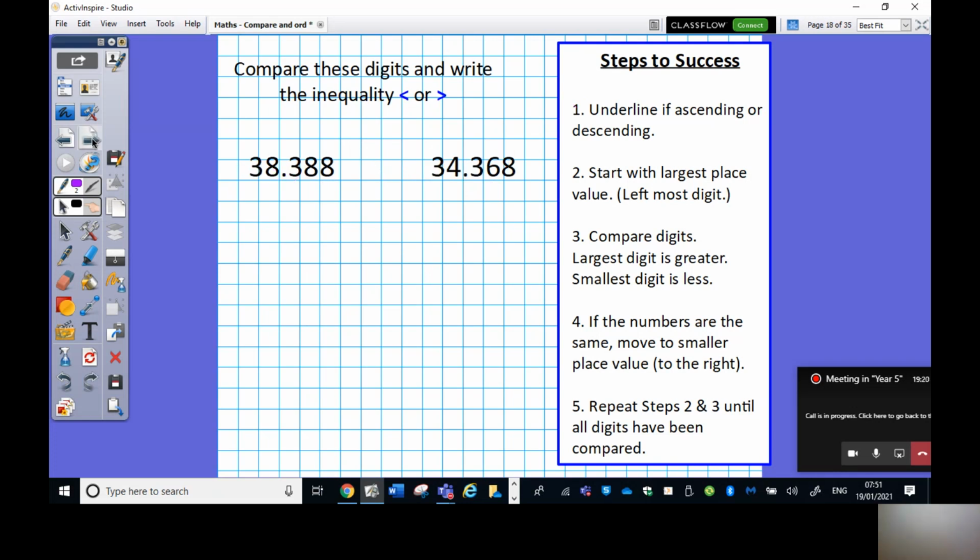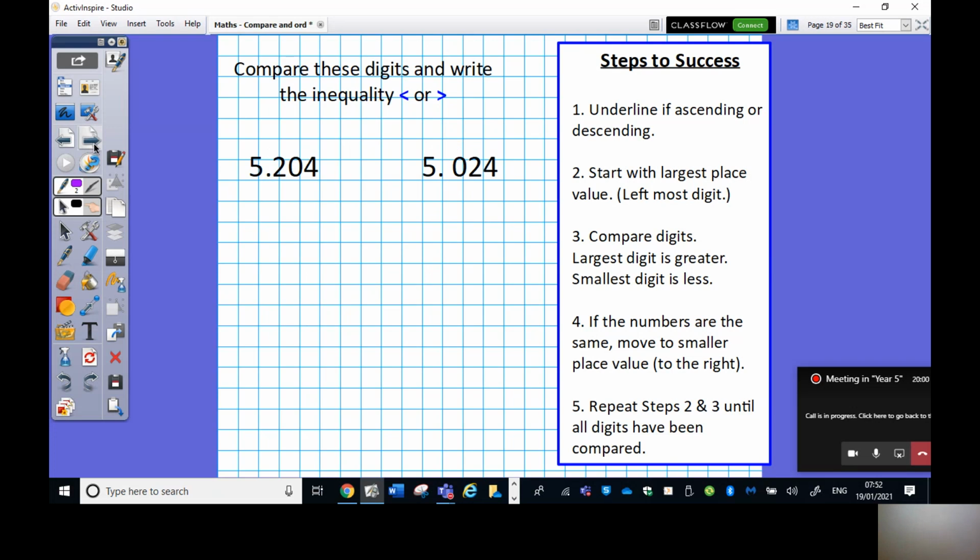Brilliant. You can see you're really getting the hang of this now. Okay, tell me what I'm going to do first. Good, I'm going to look at the greatest place value, which is the 10s. Are they the same or different? They're the same, so then what do I do? I move on to the next place value, which is, excellent, the 1s. I'm looking at the 1s. Got 8 and 4. They're different. Is 8 greater or less than 4? Yeah, it's greater than. Well done. So I'm going to write my greater than inequality.